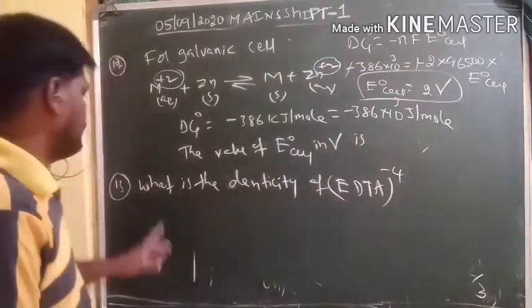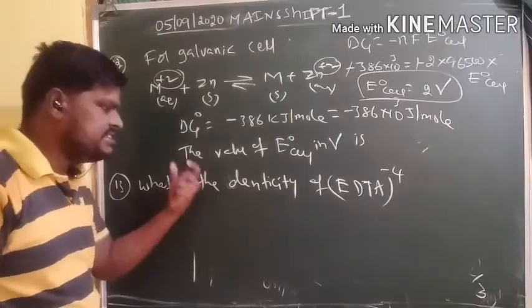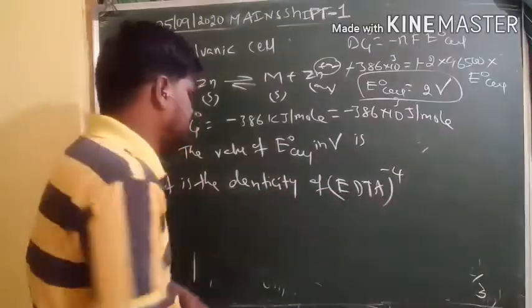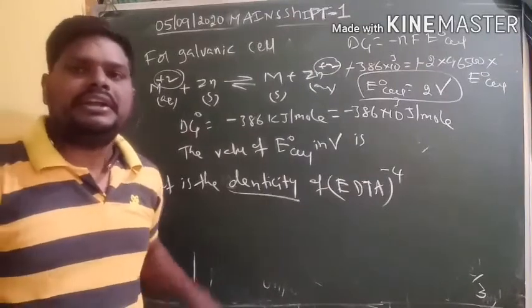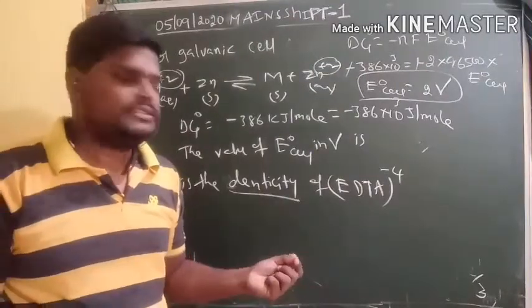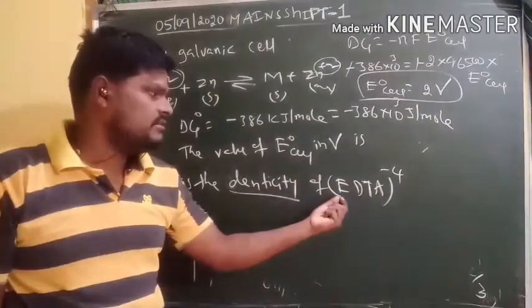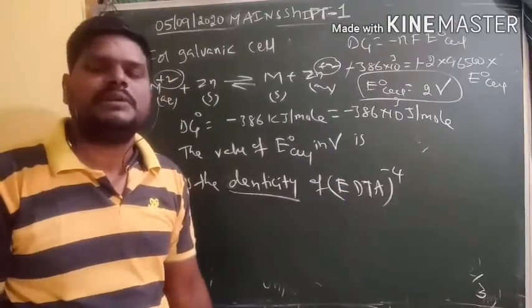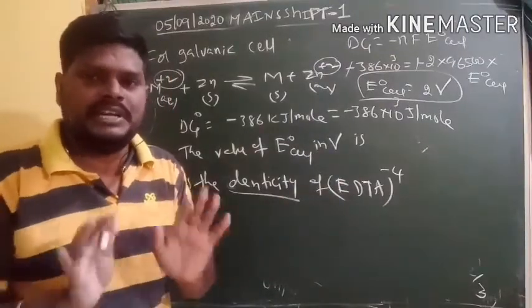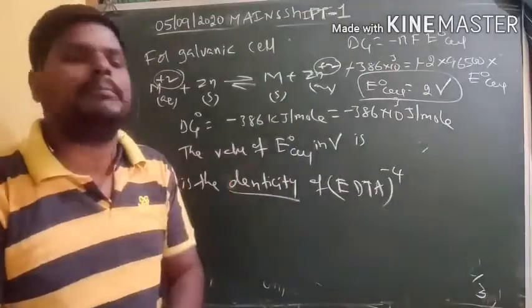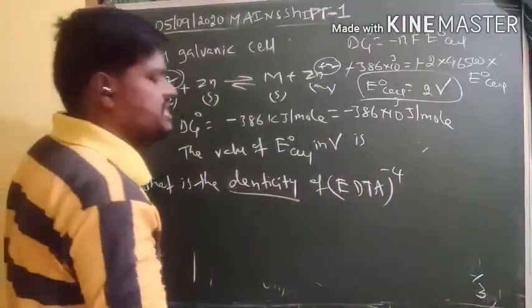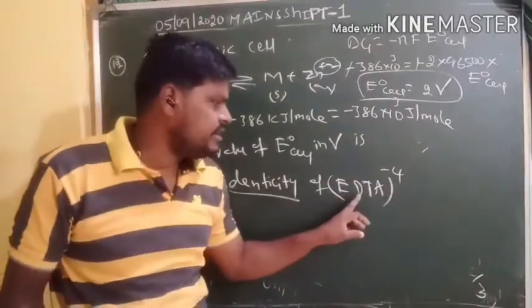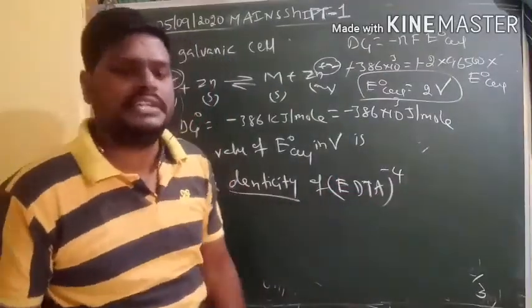Next question: what is the denticity of EDTA? Here denticity means dentate, right? Now, what is the denticity in EDTA? That means how many ligands are present in a given compound. EDTA means ethylene diamine tetraacetate. Once again, ethylene diamine tetraacetate is EDTA.